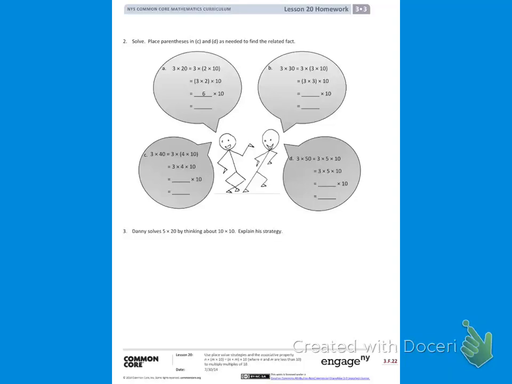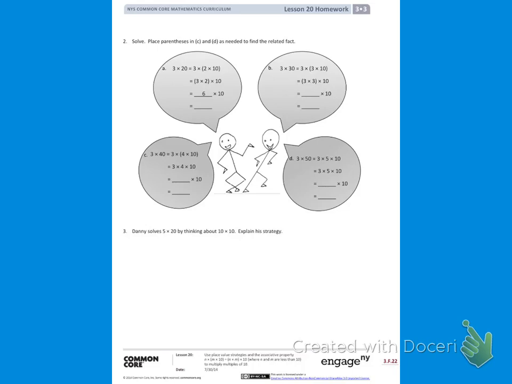Module 3, Lesson 20's objective is to use place value strategies and the associative property to multiply multiples of 10. Item 2. Solve. Place parentheses in C and D as needed to find the related fact. Item A. 3 times 20 equals or is the same as 3 times 2 times 10.